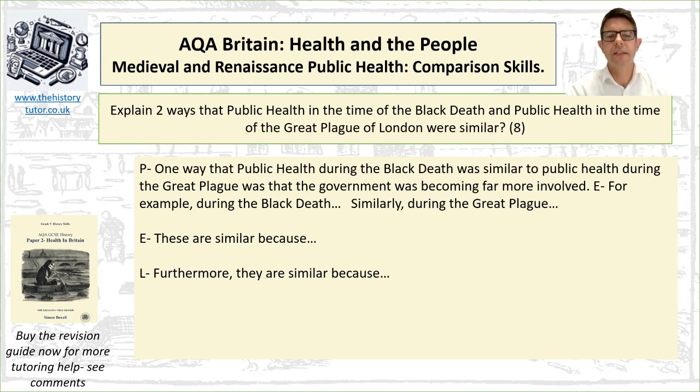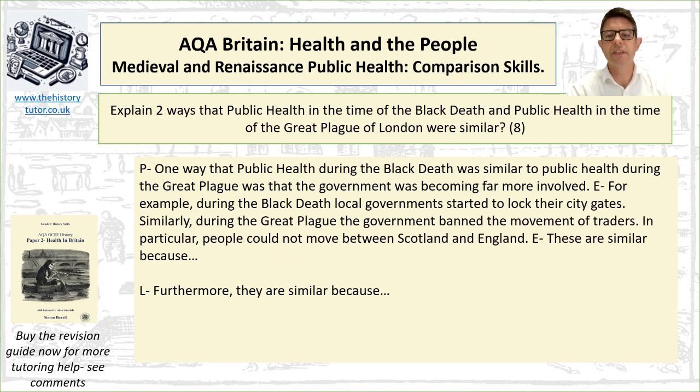Okay, so here's what I've said. For example, during the Black Death, local governments started to lock their city gates. Similarly, during the Great Plague, the government banned the movement of traders, in particular people who would trade between Scotland and England. So I'm going to say these are similar because, and give a bit more detail. Now, you may have done slightly better than me with your Black Death example by naming some places like Bristol, Gloucester or Norwich, famous sort of old cities with walls and gates.